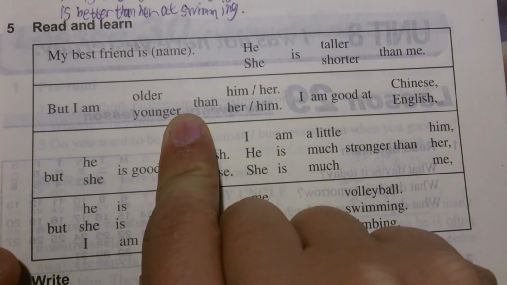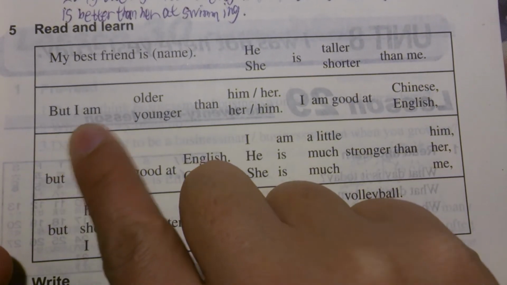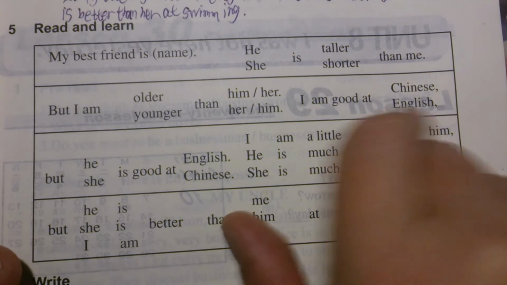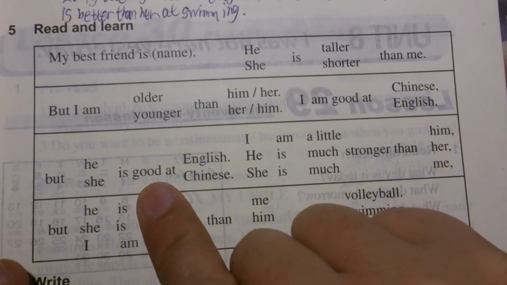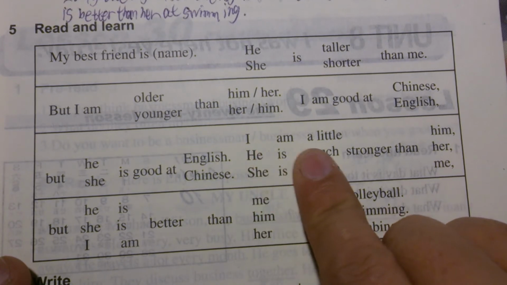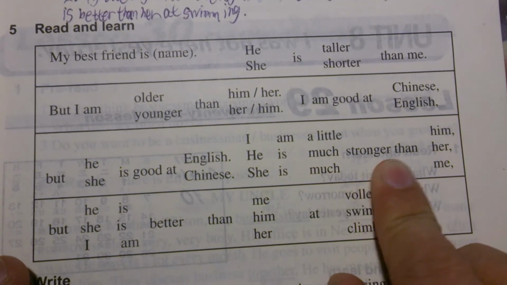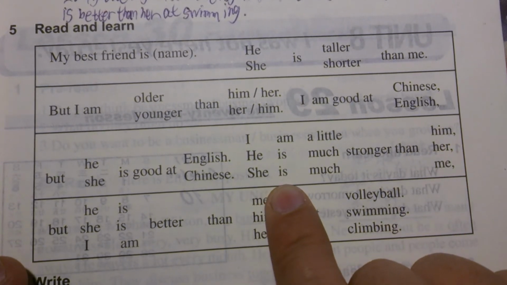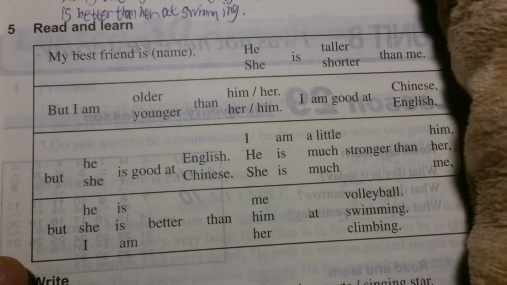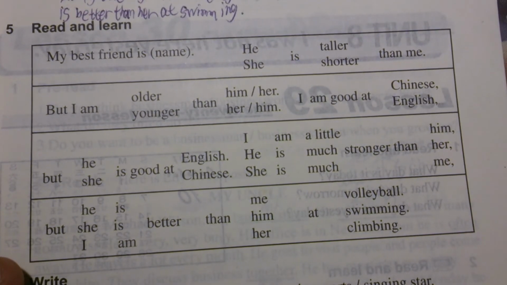But I am older than him, her. I'm good at Chinese. But I'm younger than her, him. I'm good at English. But he, she is good at English, Chinese. I'm a little stronger than he. He is much stronger than me, than her. She is much stronger than me. Stronger.